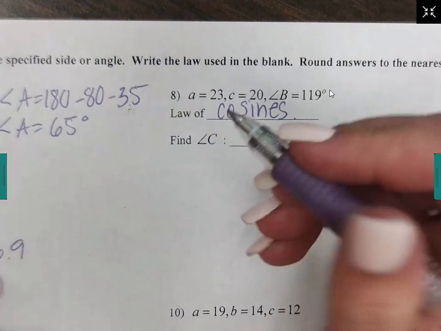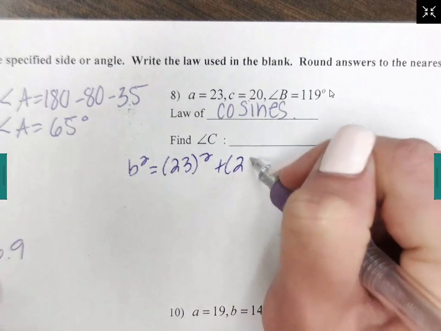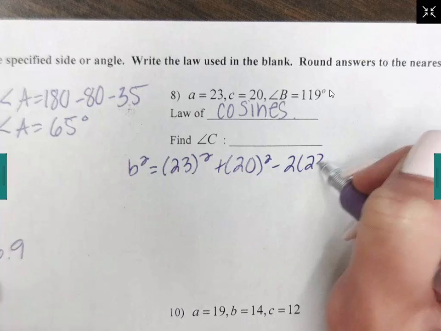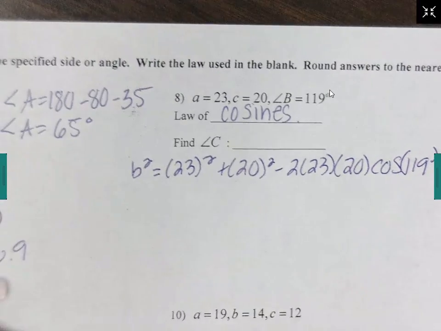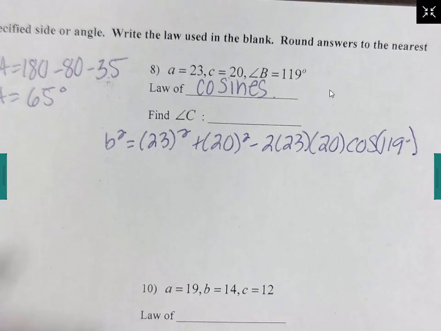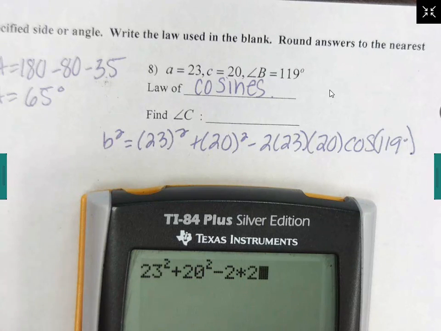So to find side B, that would just be B squared is equal to 23 squared plus 20 squared minus 2 times 23 times 20 times the cosine of 119 degrees. All I did was plug this in to our law of cosines formula. And as y'all are typing, I will do that as well. 23 squared plus 20 squared minus 2 times 23 times 20 times the cosine of 119.